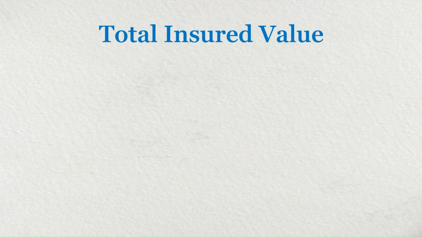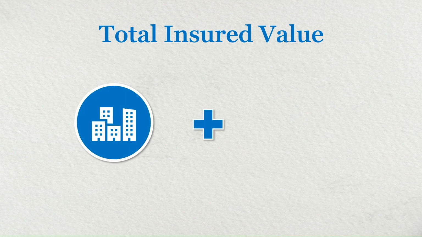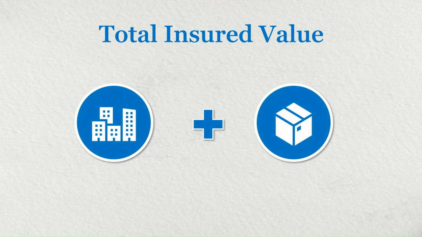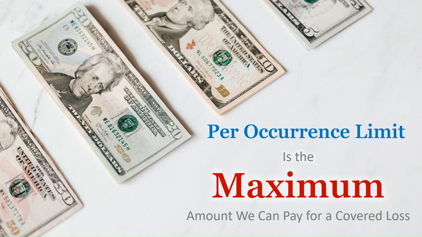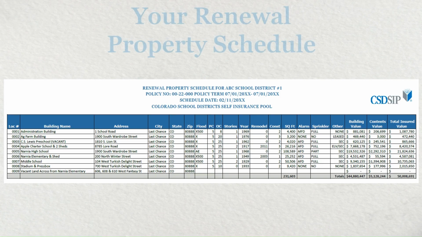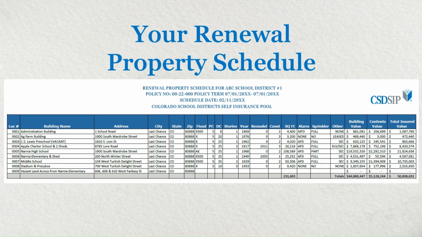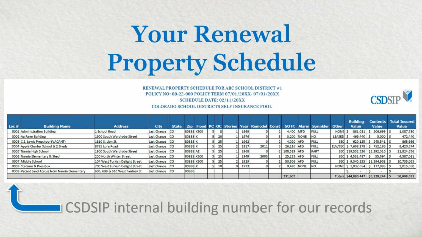It's important to keep in mind that your total insured value, which is all of your building values plus all of your contents values, is your per occurrence limits, meaning it is the maximum that we will pay you in the event of a covered cause of loss subject to our CSDSIP limits, CSDSIP sublimits, member sublimits, terms and conditions of the policy. With this in mind, let's dive into what information we capture on your renewal property schedule, starting with the column on the left.